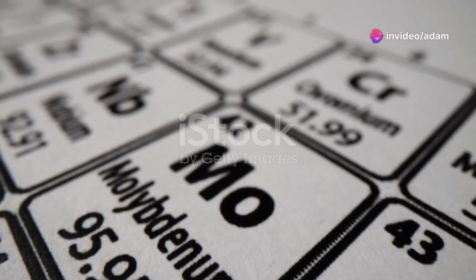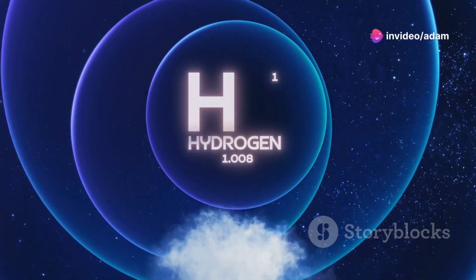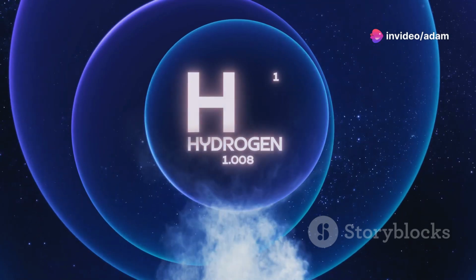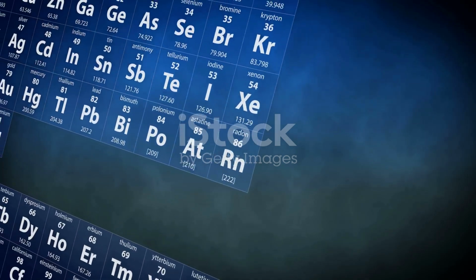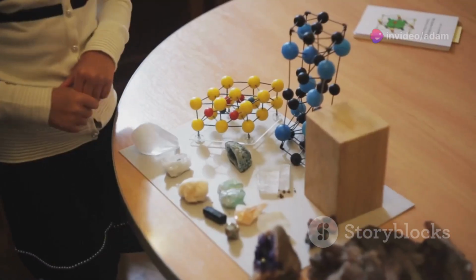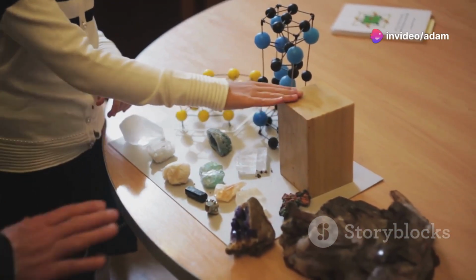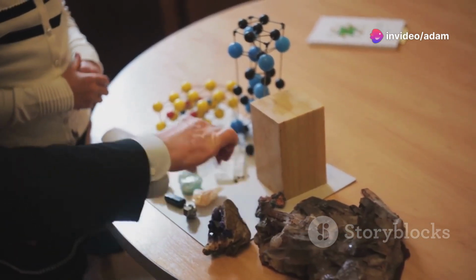These symbols are used worldwide. For example, H stands for hydrogen, O for oxygen, and C for carbon. These symbols make it easier to write chemical formulas. There are over 100 different elements, each with its own place on the periodic table, and each one has unique properties. These properties determine how elements interact with each other.